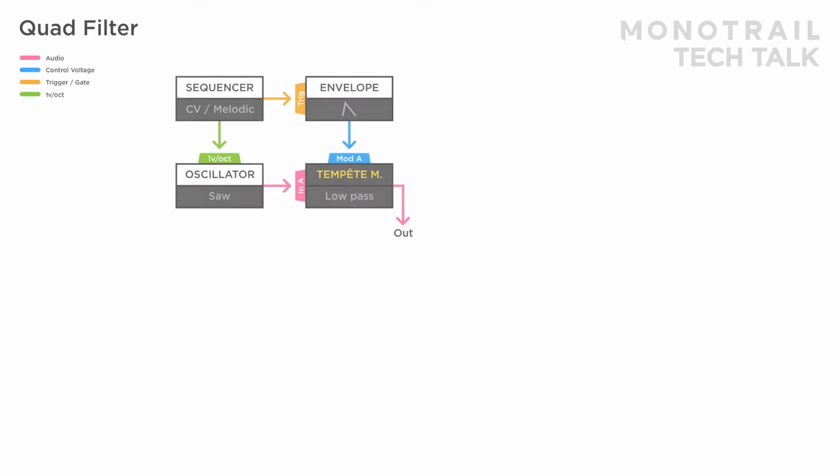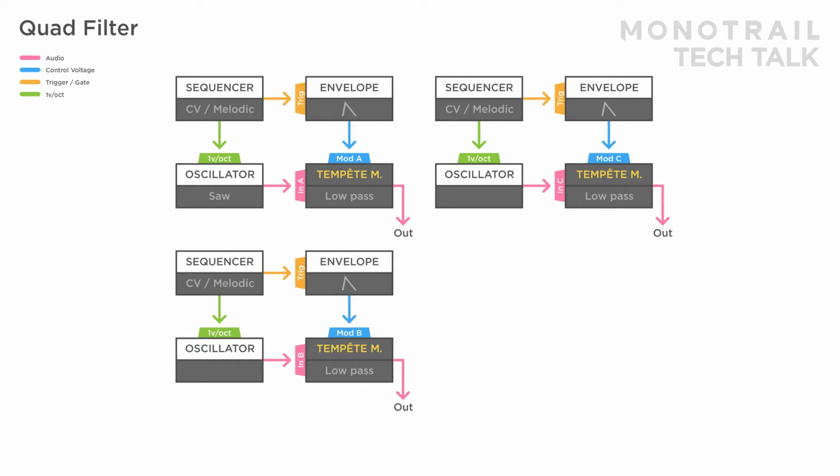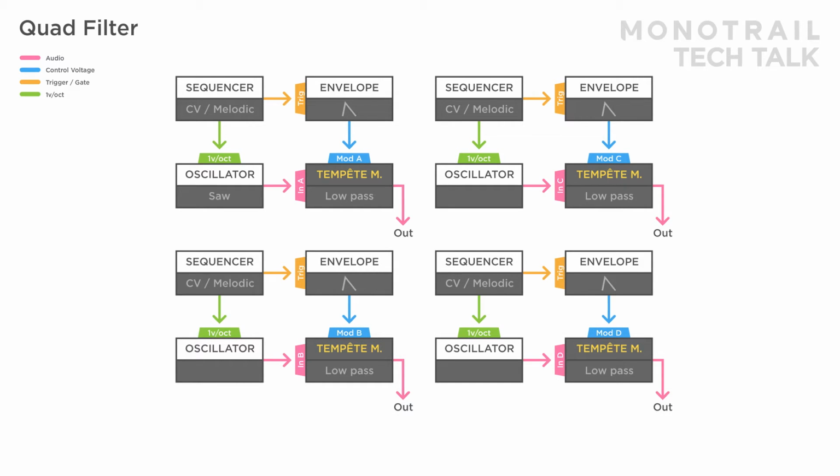Using the 4 filters individually is great for all sorts of multi-voice setups. Here, a single voice is copied 4 times. A variety of oscillators is used, and each has their own sequencer and envelope. All 4 voices are panned a bit in the stereo field.